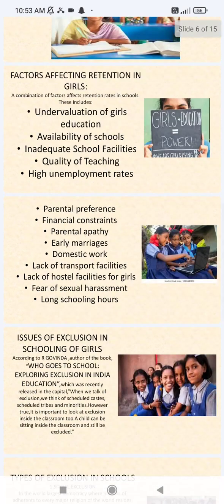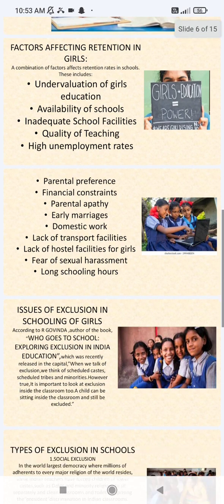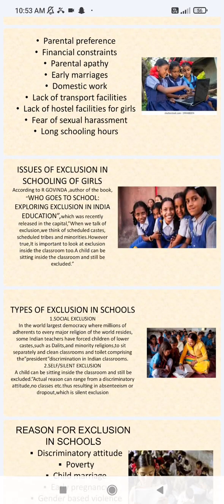Next, factors affecting retention of girls: undervaluation of girls' education, availability of school, inadequate school facilities, quality of teaching, high employment rates, parental preference, financial constraints, parental apathy, early marriages, domestic work, lack of transport facilities, lack of hostel facilities for girls, fear of sexual harassment, long schooling hours. Now, issues of exclusion in schooling of girls.